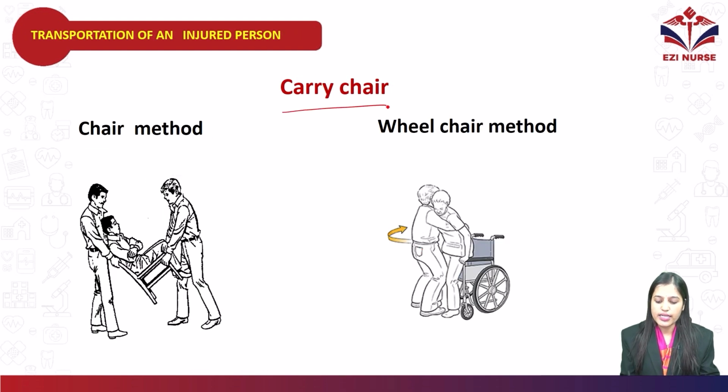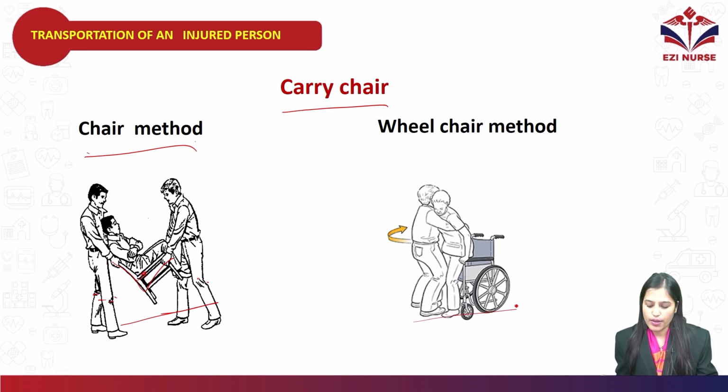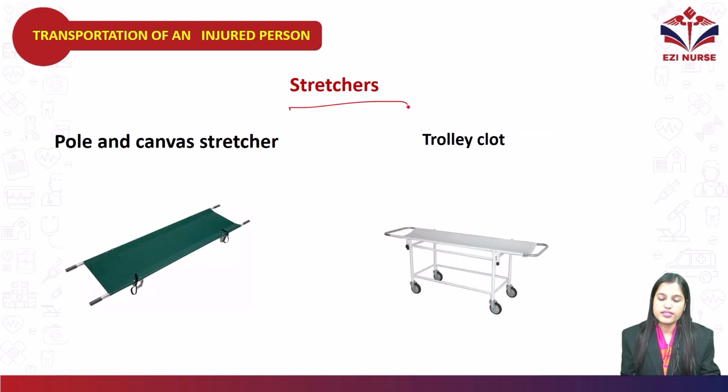Next one is the carry chair. Carry chair means the chair method, where two first aiders hold the victim in a chair. That is the chair method, and that is the wheelchair method. Now mostly they use the wheelchair method in hospitals, right? Next one is stretchers: pole and canvas stretchers and trolley cot. You can see this is the pole and canvas stretcher.